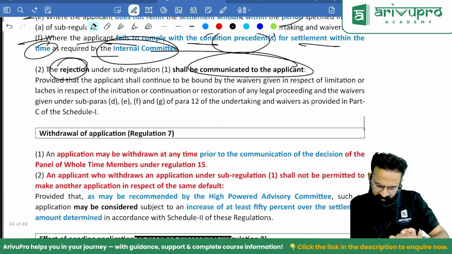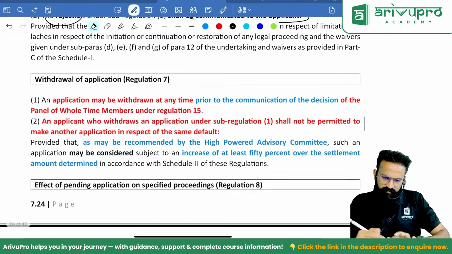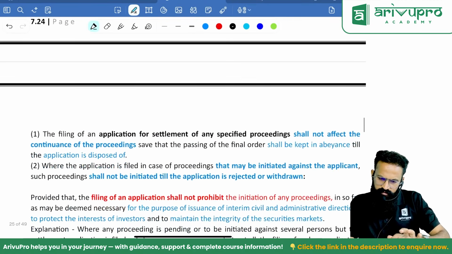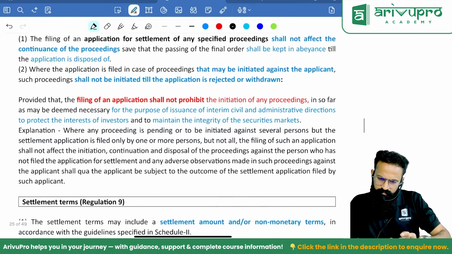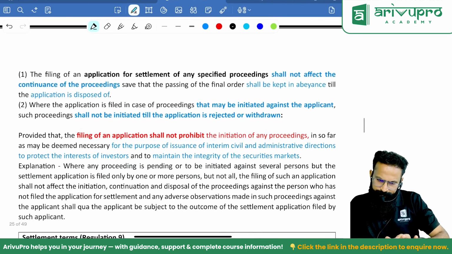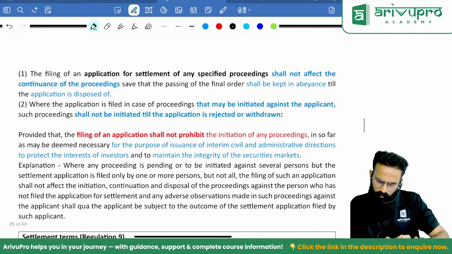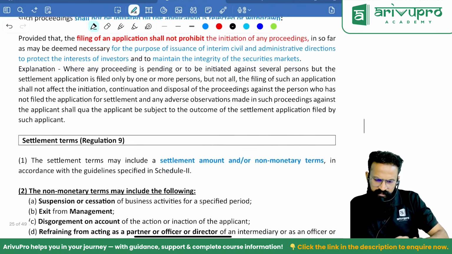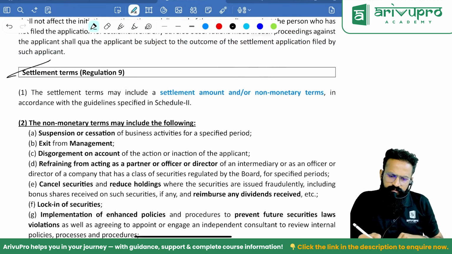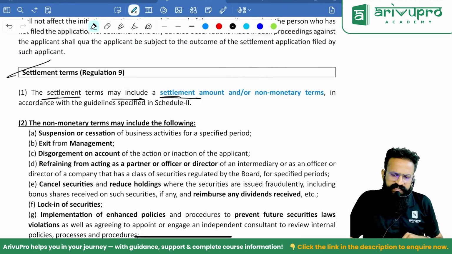So, when this comes, read regulation 9 and 10. Go back. See where is 9 and 10. This we have seen. What is 8? Will come back. Wait. Now, settlement terms. The settlement terms may include a settlement amount or non-monetary terms.